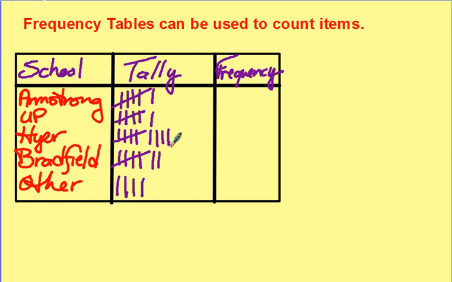Now, after you've asked everybody, then you go and you count. So, 6 children went to Armstrong, 6 went to UP, 5, 6, 7, 8, 9 went to higher, 5, 6, 7 went to Bradfield, and 4 went to other. Now you can see that we've created our own frequency table. So you want to think through your titles. Tally and frequency won't change, but your choices would. And then you make your tallies, and then under frequency, you change them to your regular numbers.